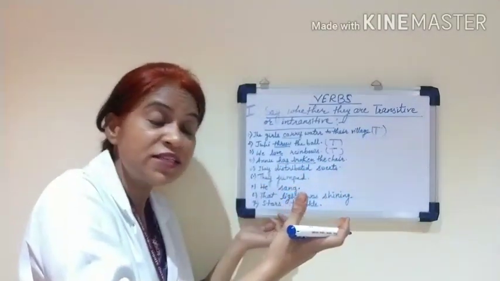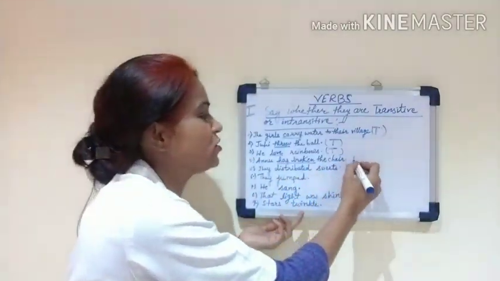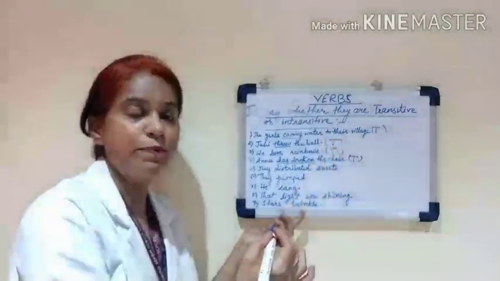Ask a question from yourself: what is broken? You will get the answer: the chair. So this is also a transitive verb.